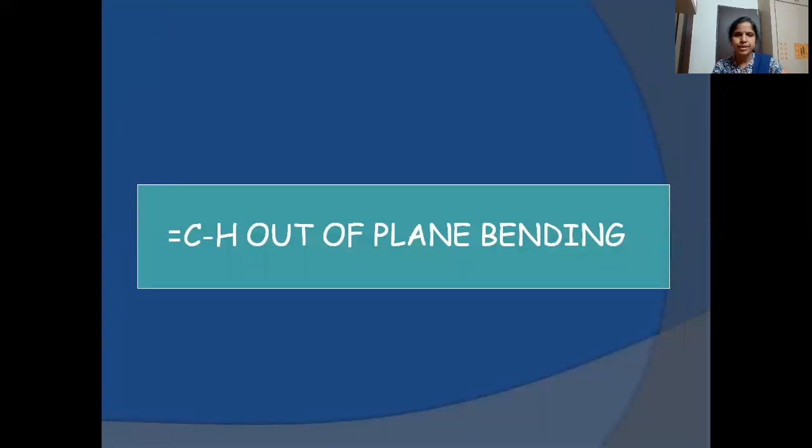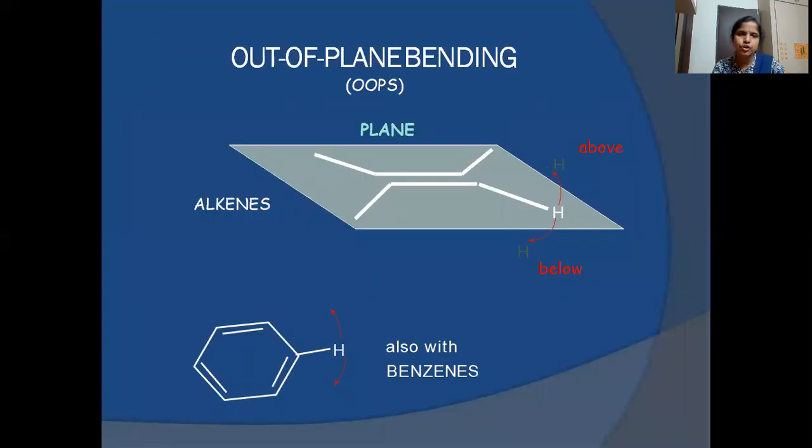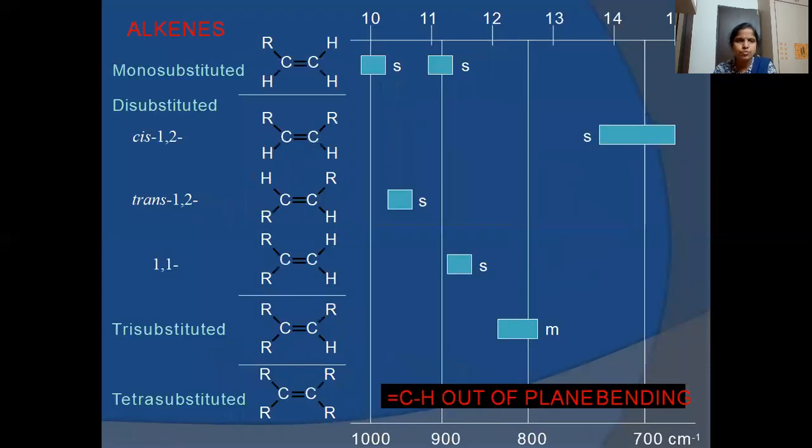Then CH out of plane bending. Now we have come to this out of plane bending vibrations. So here you can see that in alkene and aromatic rings, the hydrogen vibration can take place out of plane. Either the hydrogen can move above the plane or below the plane. Because of these out of plane bending vibrations, we find different bands at different vibrational frequencies. So this you have to remember now.